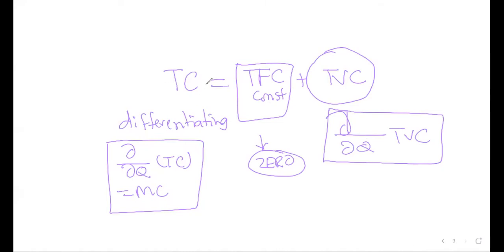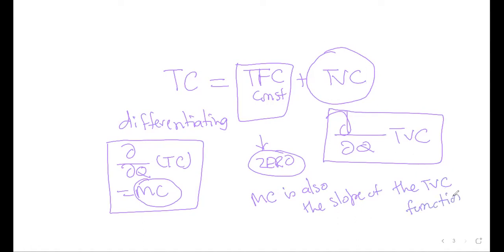So the differentiated value of the total cost function is the marginal cost function, which is a sum total of these two components. The first one is a constant. So the differentiated value of a constant is 0. And then we have left this thing. Okay. So marginal cost is also the slope of the total variable cost.